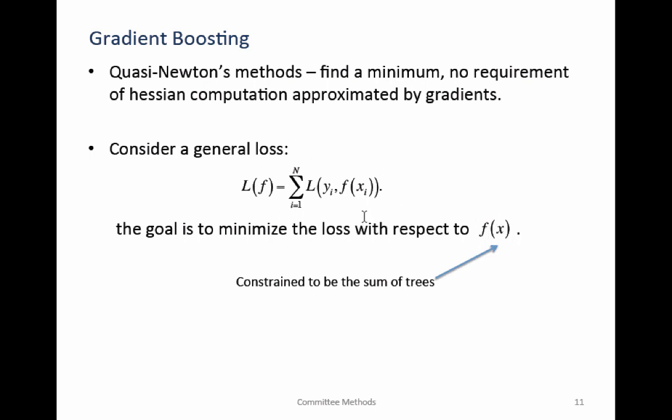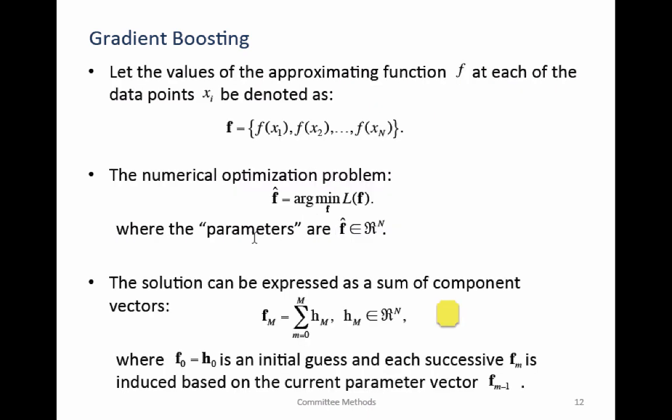Now in this case, f of x is going to have a very special form. This is no different than what we saw before, but now the form is going to be different. It has to be the sum of trees. And so what is the sum of trees? That is a complicated concept, so we're going to get into that now, and we're going to frame it with respect to this quasi-Newton method.